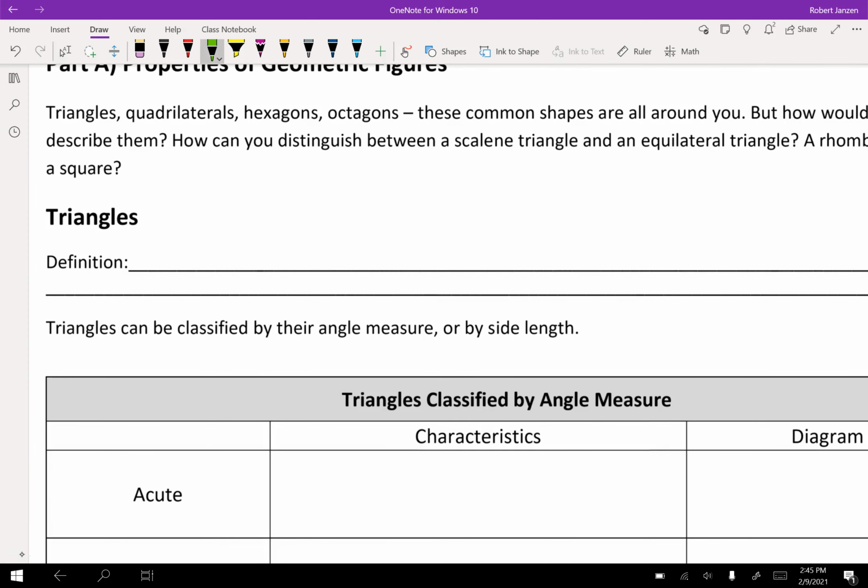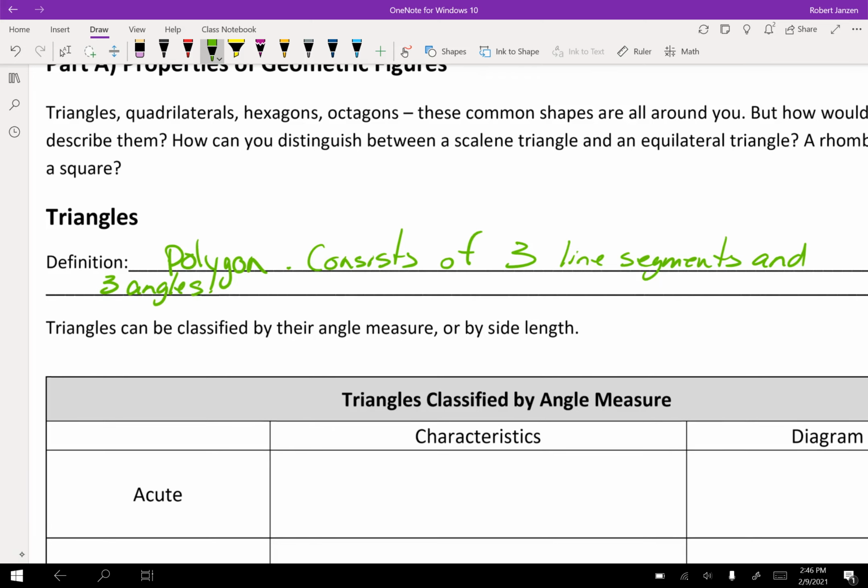A triangle is a polygon. Polygon just means many-sided figure. It consists of 3 sides, or 3 line segments, and those make 3 angles. So it consists of 3 line segments and 3 angles.